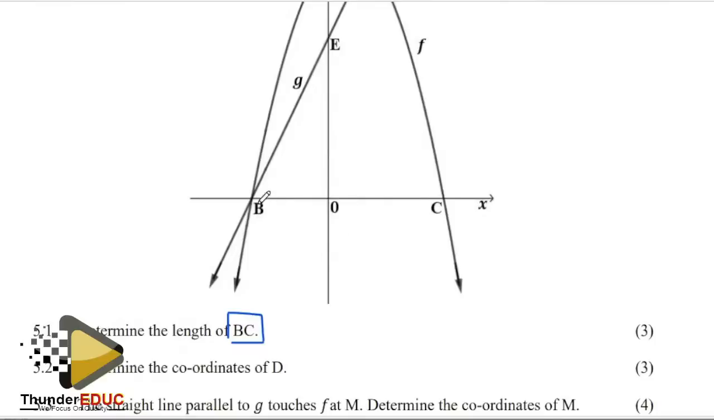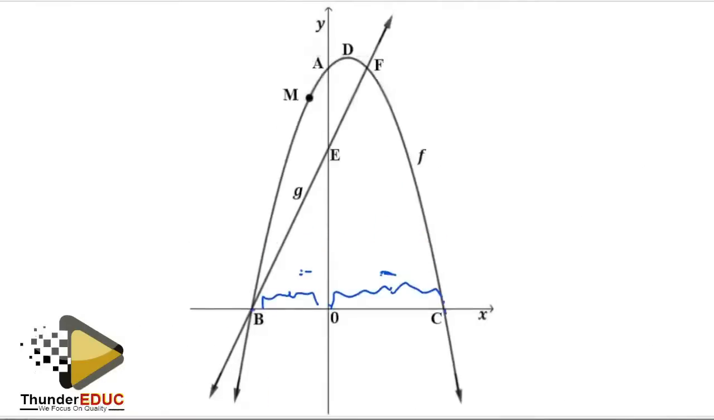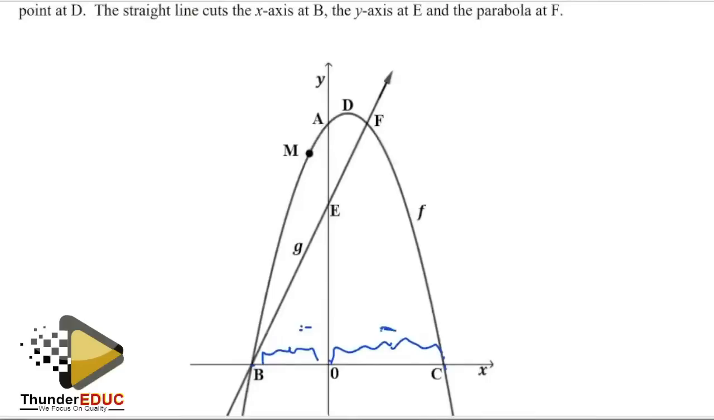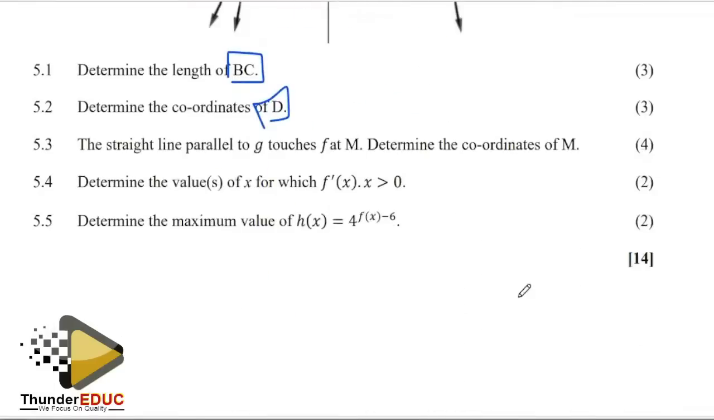What you need to do, you need to get the coordinates of B and then the coordinates of C. These are intercepts. And then get the number of units up to the 0, get the number of units up to the C, and then plus these 2 units. That will be the distance. They want the coordinates of D. They told us that D is the turning point. Remember, the turning point is negative B over 2A.